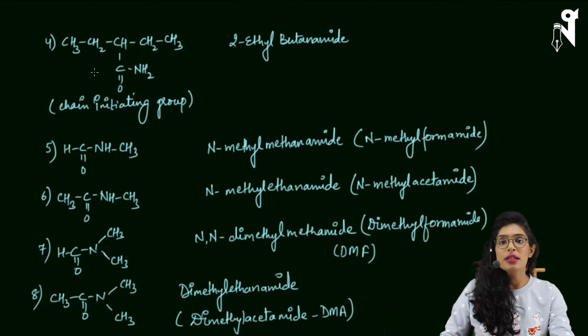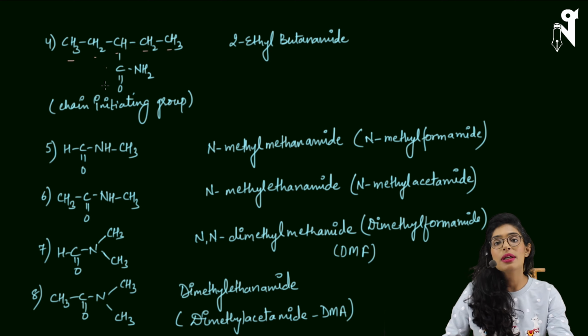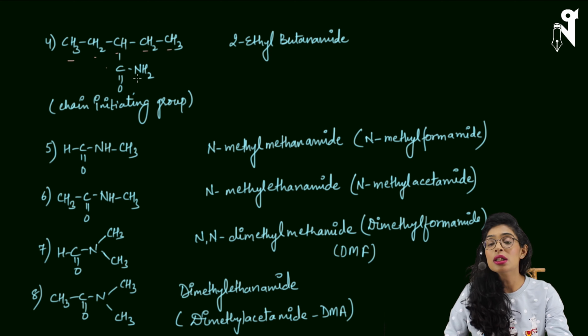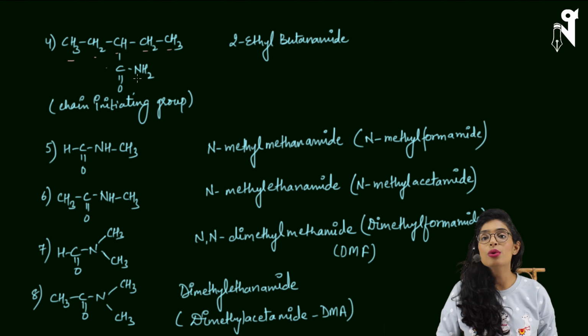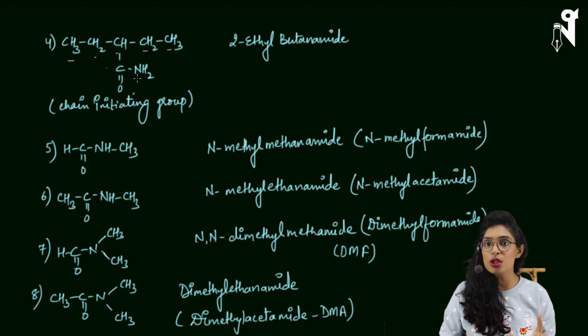So the next example is CH3, CH2, CH, CH2, CH3, CO, NH2. Now, here I can see that CONH2 is present on the third carbon, but let me tell you, this is also a chain initiating group, so you will never say this is present on the third carbon. If it is the only group or the higher priority group in the chain, then the chain will initiate from here. That means this group will get the first position, irrespective of the chain length.